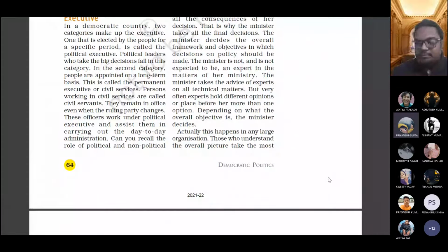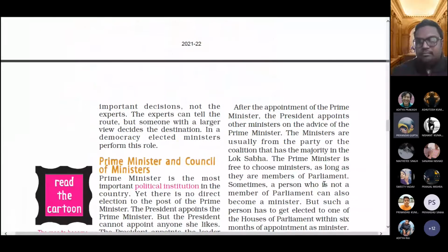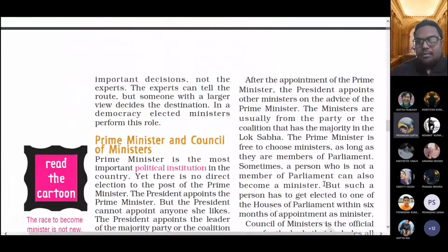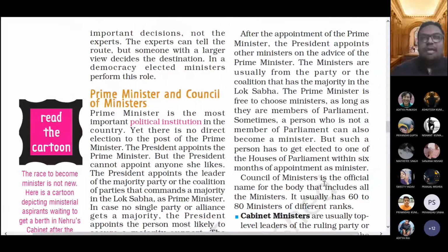Sir, I have a question. If the people are not happy with the work of the cabinet ministers, can they change the position of the cabinet minister? No, people cannot change the position of the cabinet minister. Only the prime minister can do that.